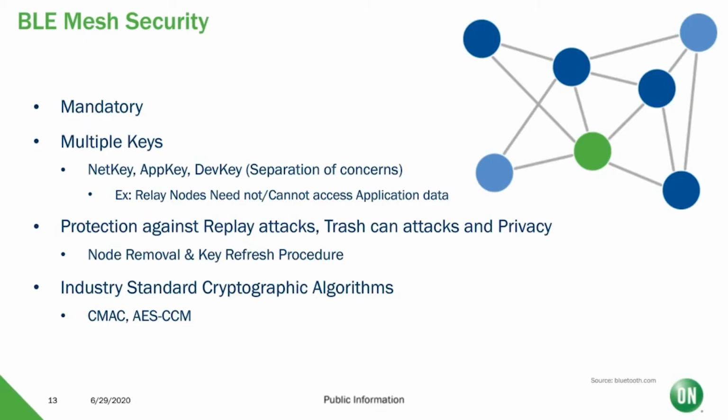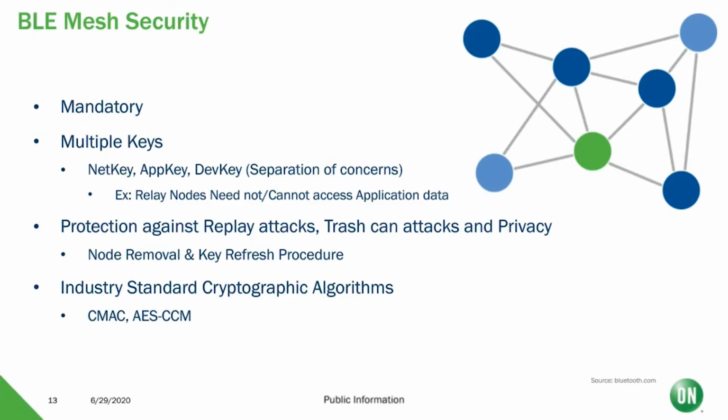There is absolutely no reason for that node to have access to the application data, and that's what is meant by the separation of concerns phrase. That's the reason why you have these different kinds of keys. The network key allows you to be part of the network, and application keys or device keys add additional layers of security on top so that certain sections are accessible only to the intended recipients.